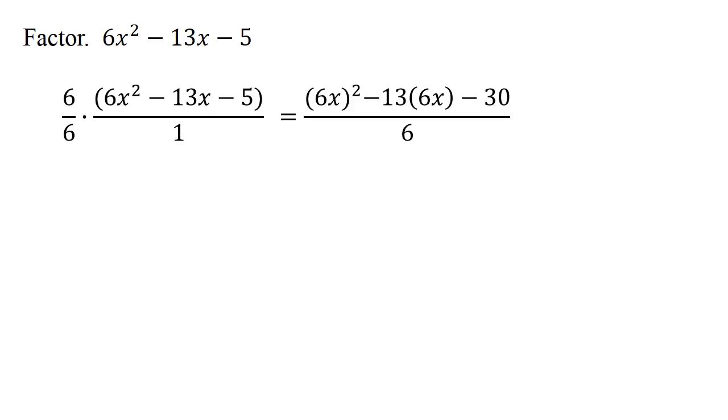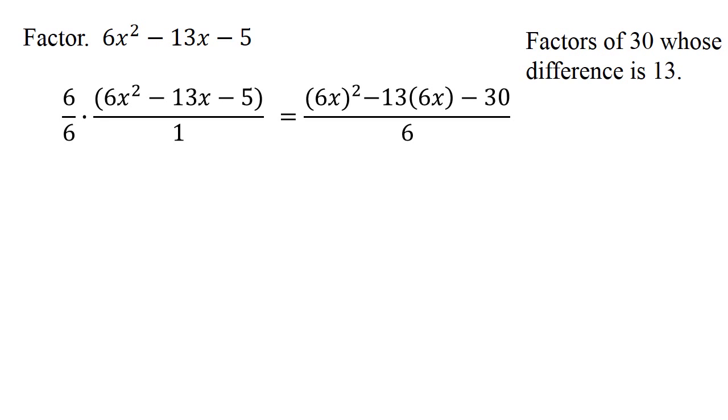Now, why would I want to do that? Well, by writing it this way, I can look at this as something squared minus 13 something minus 30. And this is now more like the x squared minus 13x minus 30 problems we looked at before. And so I can now just look at that last term and ask myself, what are the factors of 30 whose difference is 13? And I go through those factors. 1 and 30, they're different by 29. 2 and 15, hey, those are different by 13.